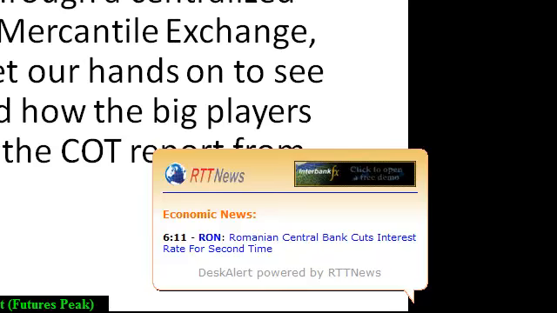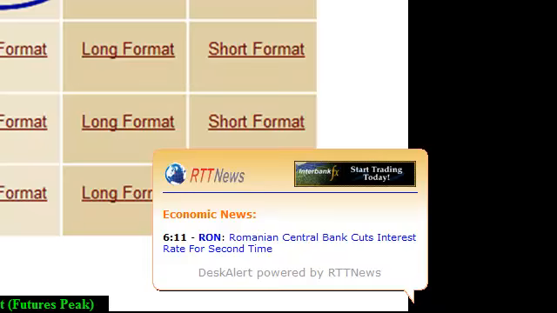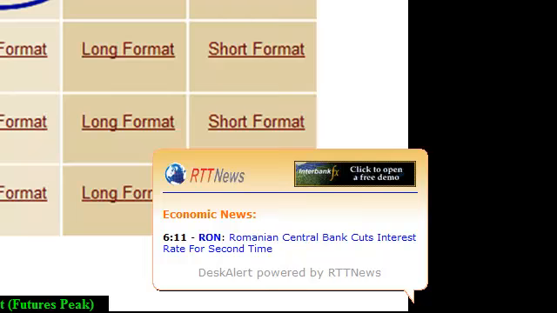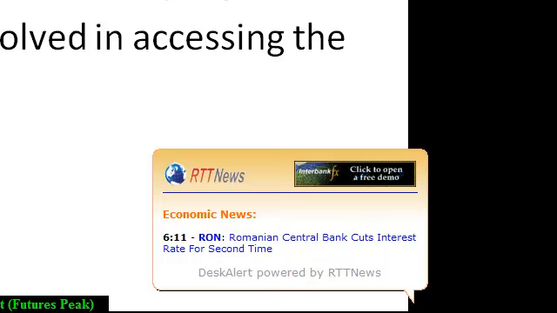Step number 1, get to the website of the CFTC. When you get there, go to market reports. That's still on step number 1. When you open, scroll down to the legacy report. That's step number 2. Get there. When you get there, click on short format under Chicago Mercantile Exchange under the futures only row, and you then get the COT reports. These are the 3 steps involved in accessing the COT reports.